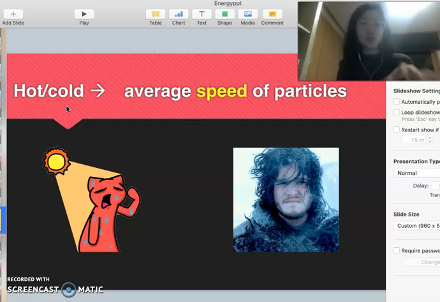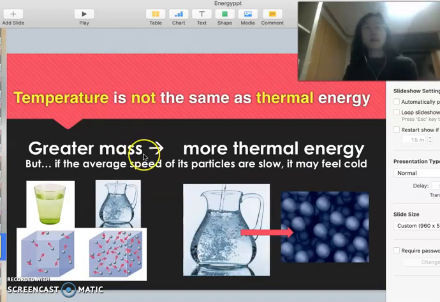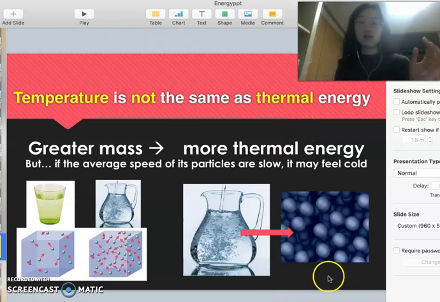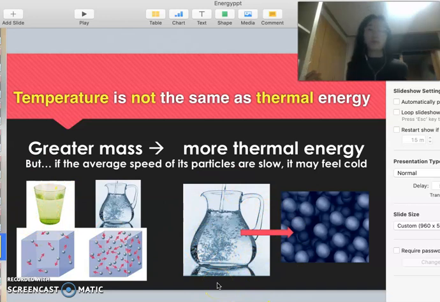The difference between temperature and thermal energy is that temperature is just the speed. How quickly are these particles moving? If something has a greater mass, for example, this beaker has a lot more water than this cup, then it will have more thermal energy. We talked about that. But if the average speed of the particles in the water is slow, then the water might feel cold. So in other words, temperature is the average speed.